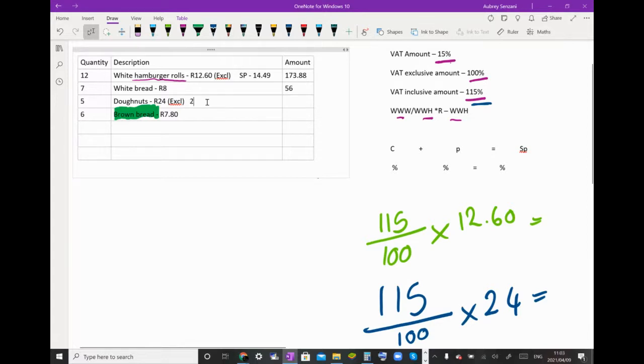I'm just going to do it here. Times 5 gives us 138. Okay, cool. And brown bread, we know brown bread is zero rated. So since it's zero rated, we're just going to times it as is. Okay. We're then going to times it as is.